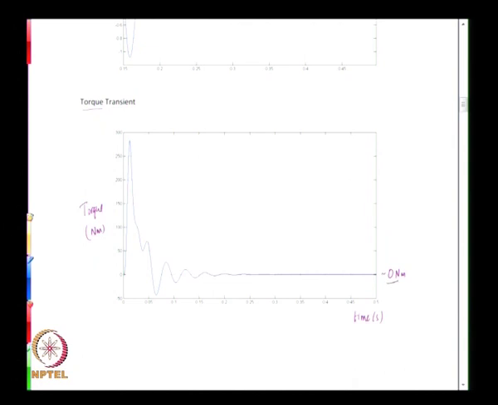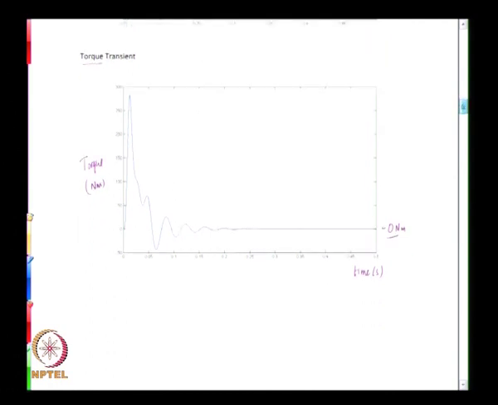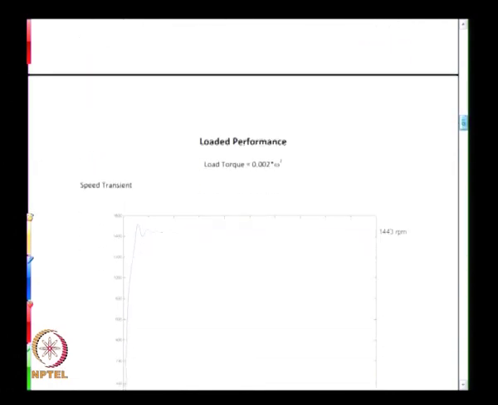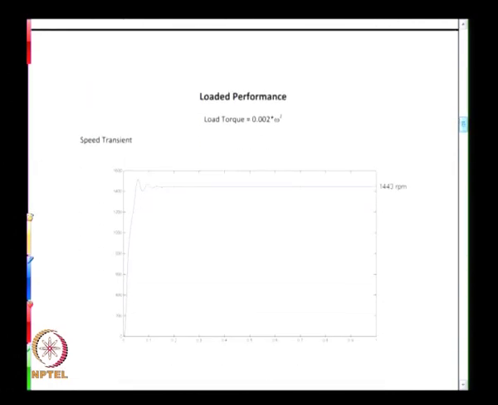Then if we look at the loaded behavior of the machine, what we have done in this case is added a load torque that is 0.002 times speed square. Speed obviously is in radian per second. So if this is the load torque, and remember this load torque is going to oppose the generated electromagnetic torque inside the machine, and the resultant of these two is going to be responsible for the acceleration.